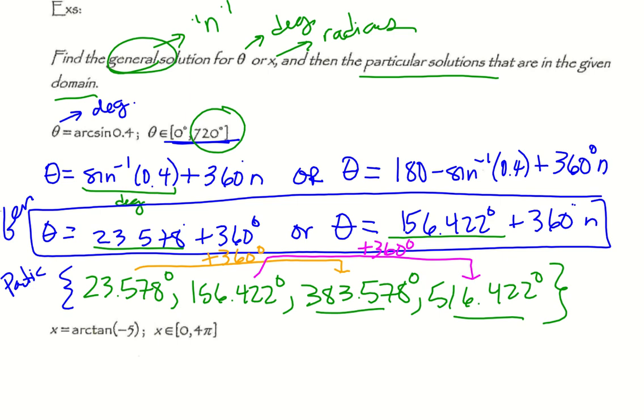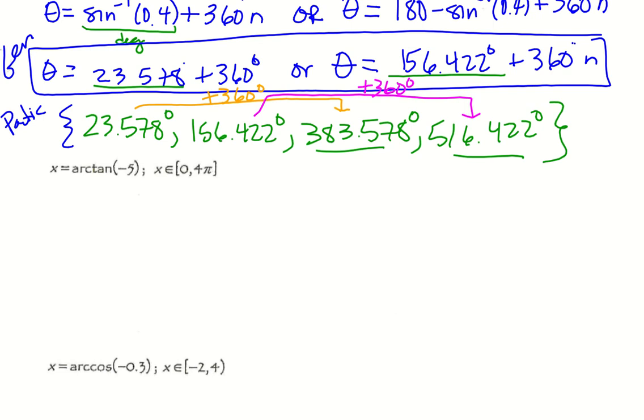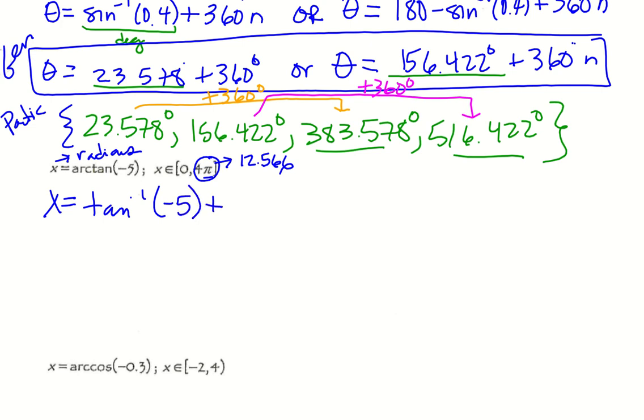So there's an example using the definition of arc sine. Let's look at one using the definition of arc tangent. Here I have x. Having x tells me that we're in radians. My domain is from 0 to 4 pi. Keep in mind that pi is about 3.14, so if we multiply that by 4, this is about 12.566 radians. We're going to want that later. So I want to solve for x. I'm going to use my definition of arctan, which is the inverse tangent of -5 plus, since we're in radians, not 2 pi, not 180, but pi n.